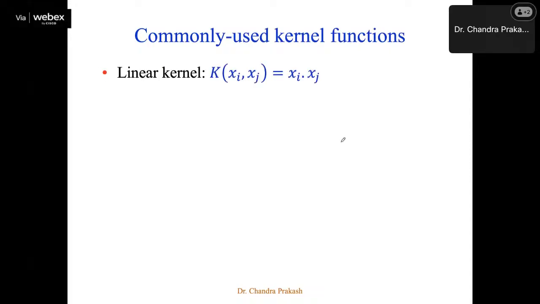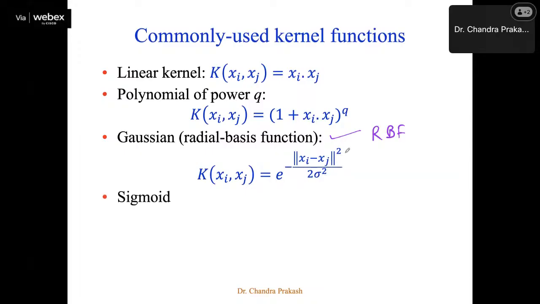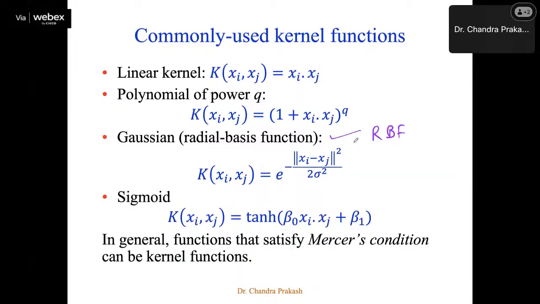So these are some of the most used kernel functions in SVM. Linear kernel is there, polynomial kernel is there with some power of q. Then we do have the Gaussian kernel, it is very popular. Also, we have the RBF, radial basis function, with this formula. Then we do have the sigmoid kernel as well. So in general, we can use any function in SVM if it fulfills Mercer's conditions.